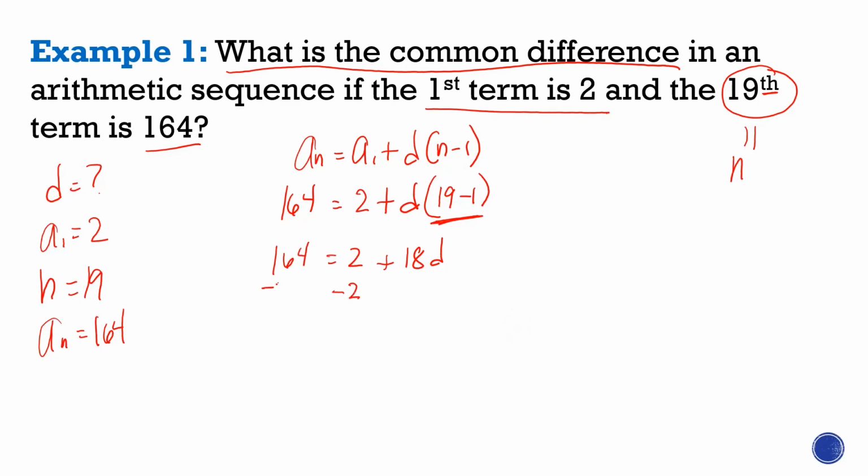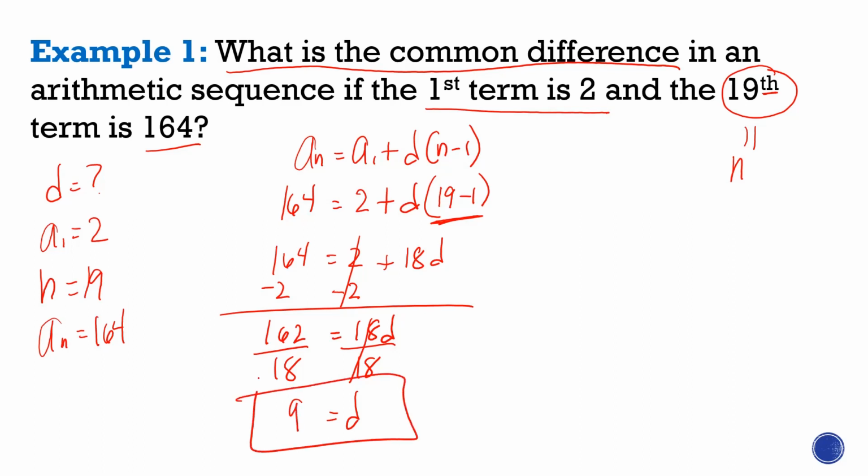Next, subtract 2 on both sides. So you're going to undo that +2, right? 164 minus 2 is 162 equals 18d. And then finally, we just need to divide 18 on both sides, right? So 162 divided by 18. That is right. It's equal to 9.